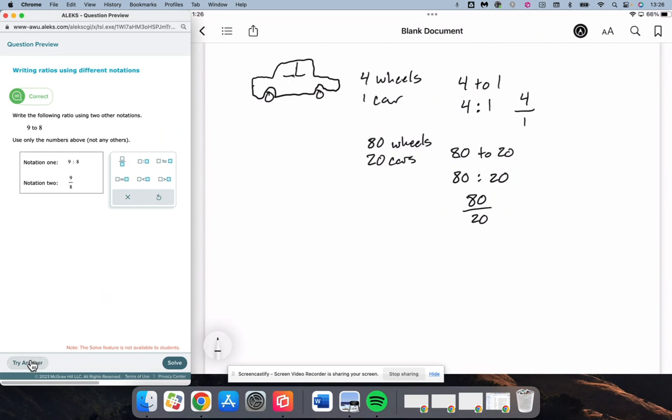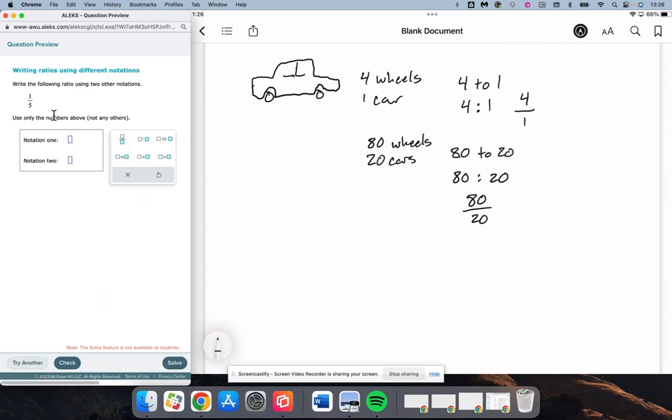All right, we'll take a look at another. Okay, this time we're given the fraction, so we're not going to use the fraction, we're going to use the colon and the word "to". So that is 1 over 5 or 1 to 5. And this, we need the word "to" as our third representation, 1 to 5.